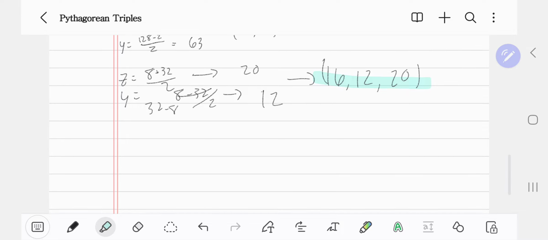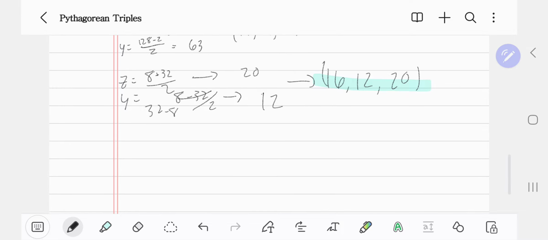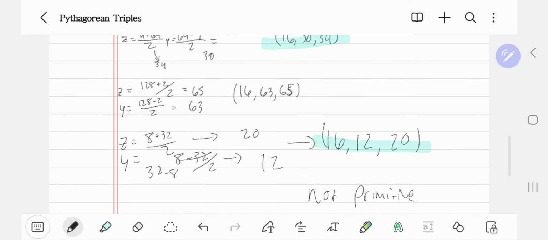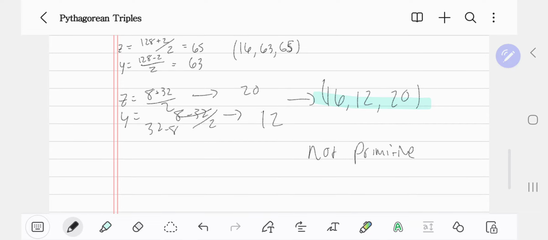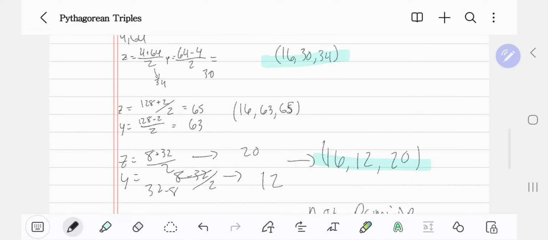These are not, of course, primitive. As long as you don't just keep doing the same ones over and over again and read your notes right, you should be fine. Anyway, that's how you find them.